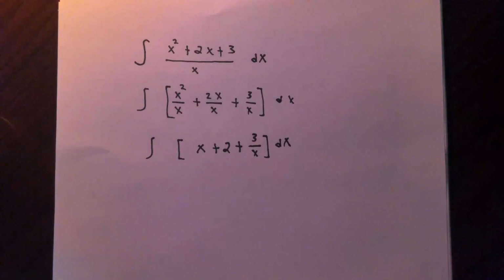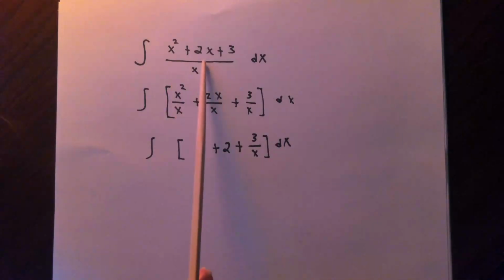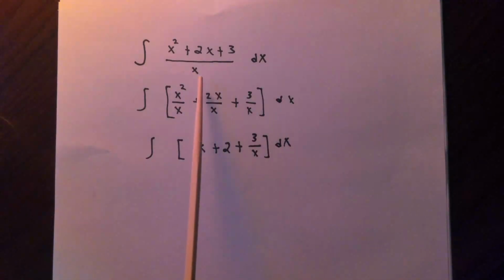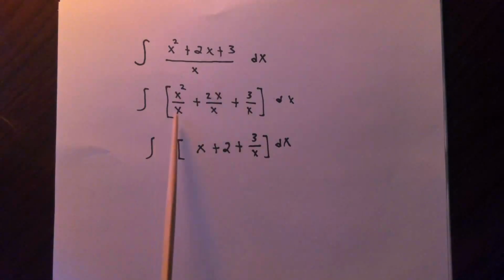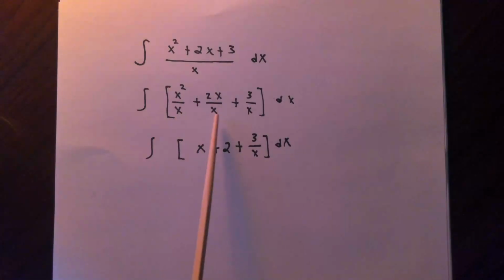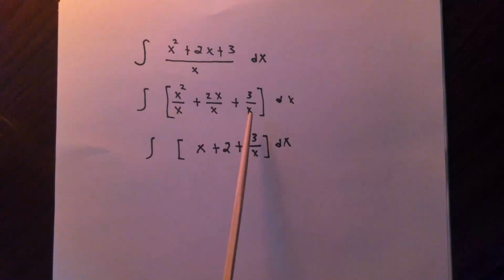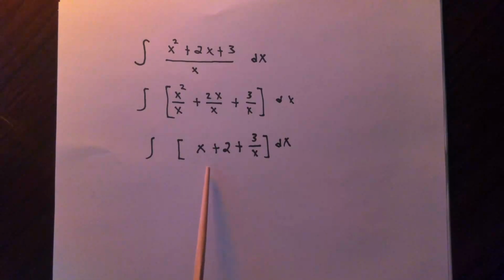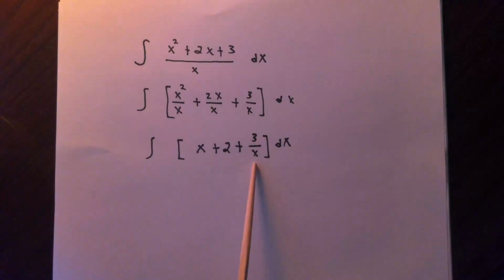On the other hand, I do know how to add fractions together. X squared plus 2x plus 3 over x is the same as x squared over x plus 2x over x plus 3 over x. That is to say, the thing that I'm integrating is the same as x plus 2 plus 3 divided by x, and all three of those things separately, which are added together here, are things that I know how to integrate.